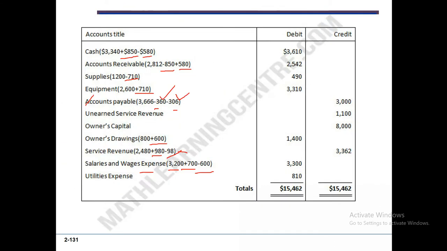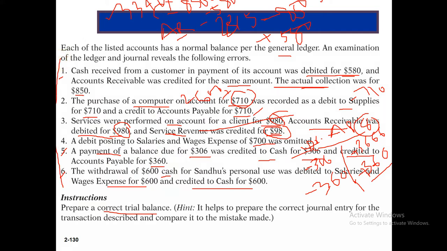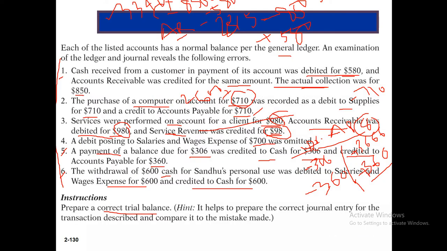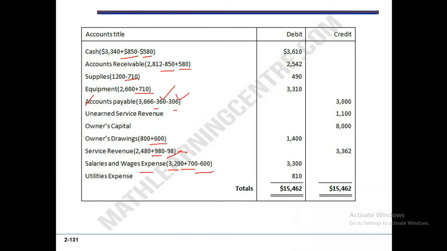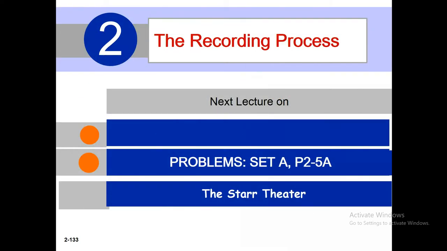After considering these six transactions, now we have got this trial balance. Here we prepared the correct trial balance. So this is the correct trial balance, and both sides total $15,462. That's all. Thanks. Our next lecture will be on problem set A P25A, the Sattar Theater.